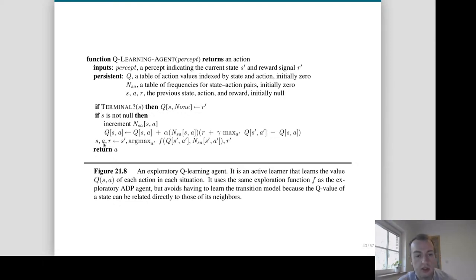So you say that the next action that you should perform is the one for which the exploration function is maximum. Okay, so this is also indirectly how the agent would be exploring the entire space, because we are using this exploration function when we decide the actual actions that we will perform. And again, this is a function of the Q value and the number of times you've experienced that particular Q state. Right? Then the previous state becomes the new state S prime, and the previous reward becomes the current reward R prime. And then we return the action that we want to perform, which is A. And then we just iterate like this in a loop.